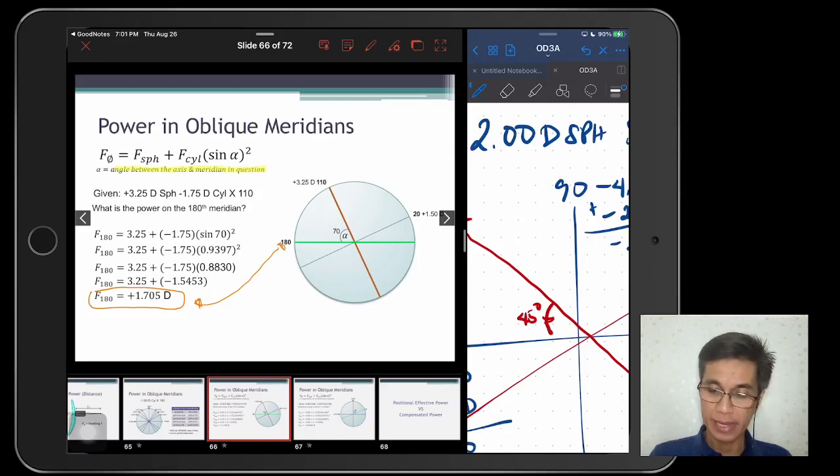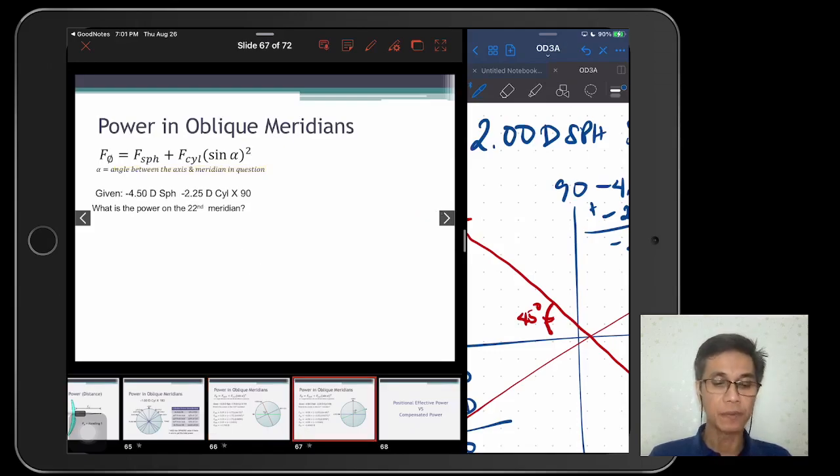Okay? Next, dito, meron naman tayong panibago. Given, meron daw tayong minus 4.50 diopter sphere combined with minus 2.25 diopter cylinder, axis 90. What is the power on the 22nd meridian? Ano daw ang power sa 22nd meridian? Ito na yon. Tignan natin ngayon.